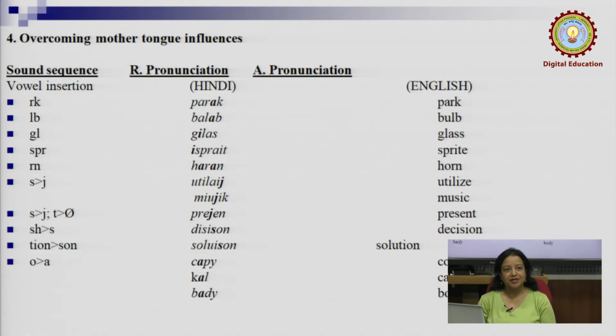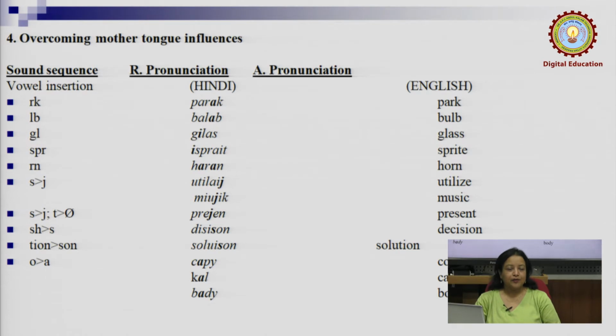In this chart, one can see how Hindi speakers use English words. Now, you can see that in most of the cases when English was borrowed into Hindi, vowel insertion was a very common phenomenon to simplify the consonant clusters. For example, wherever there was a consonant cluster like r and k, you see the word park was borrowed by Hindi speakers and made into parak.